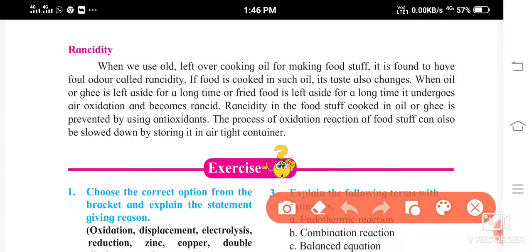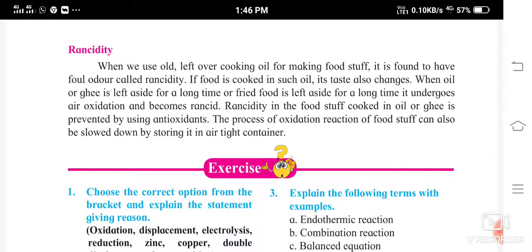Now when we use old leftover cooking oil for making foodstuff, it is found to have a foul odor called rancidity. If you keep the leftover cooking oil for a long time and then use it, you are going to get this foul odor. So that we call rancidity. If food is cooked in such oil, its taste is also going to change.